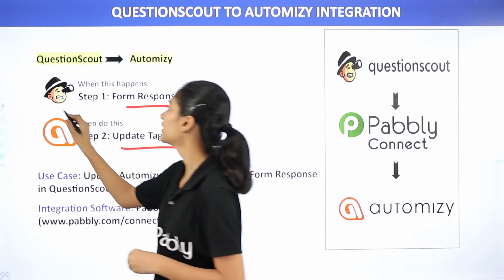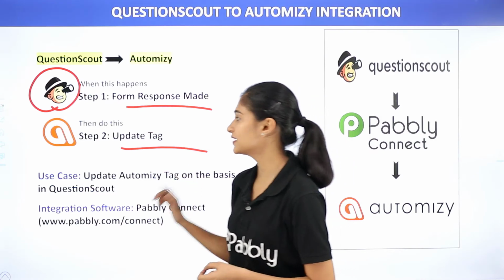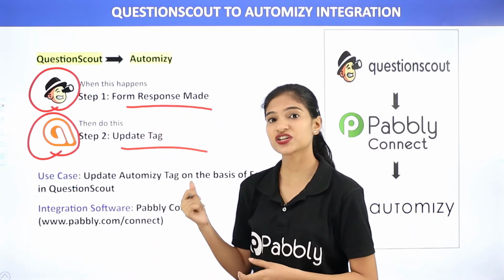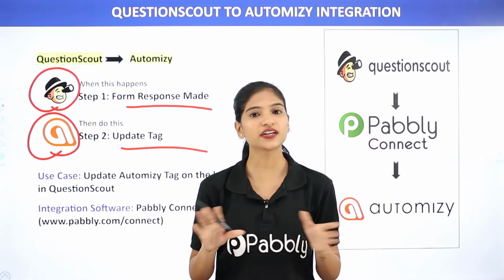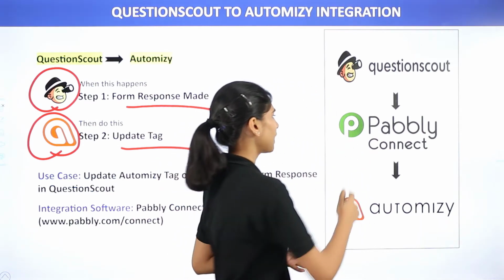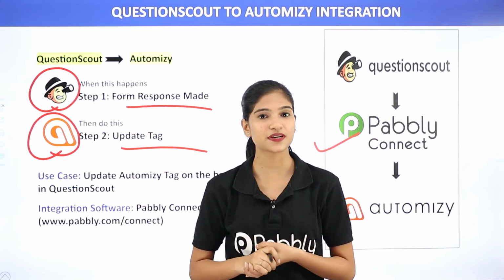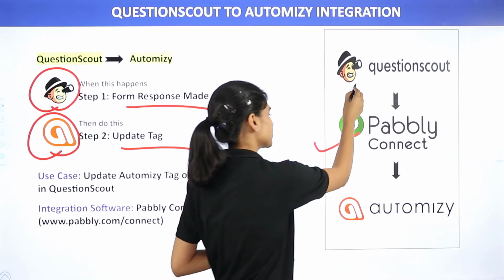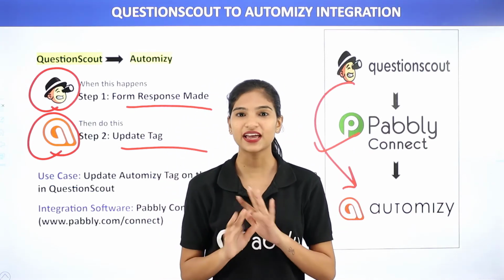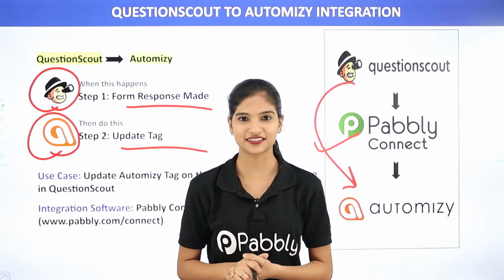So Question Scout is an online form builder tool and a survey tool, whereas Automizy is an email marketing software. The issue here is that Question Scout and Automizy don't have any integration between them, and that is why we are going to use Pabbly Connect. Pabbly Connect is an integration software which will help us to transfer data from Question Scout to Automizy. The best part here is you don't require any knowledge of coding. So let me show you this on my screen.